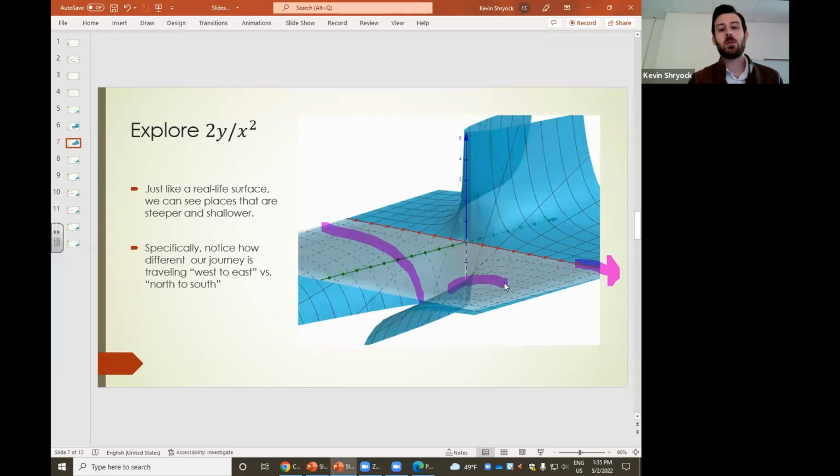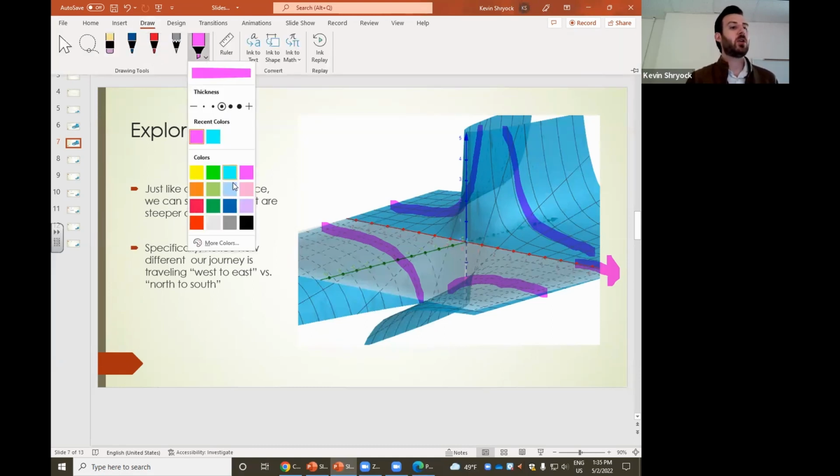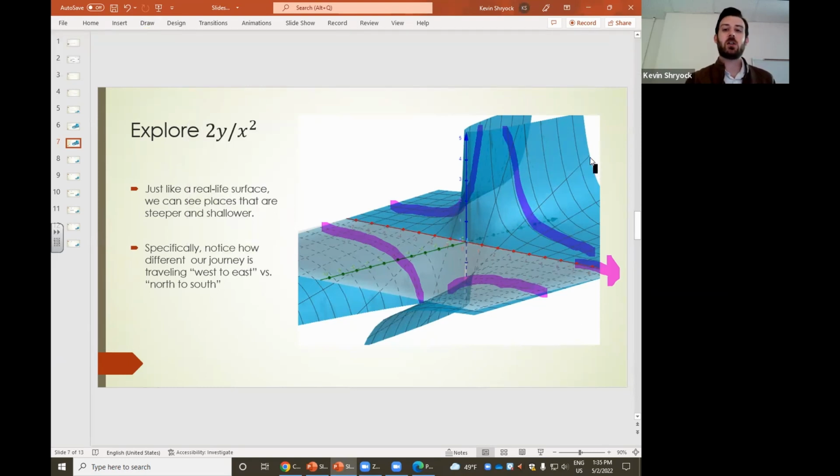That would be one journey from east to west. Here would be another journey, back here where you climb behind the mountain and then you pick up on the other side. That would be another east to west journey. What about north to south? I could travel north to south across this thing. And if I travel north to south, then all of a sudden I would be tracking along these lines. These are all north to south journeys.